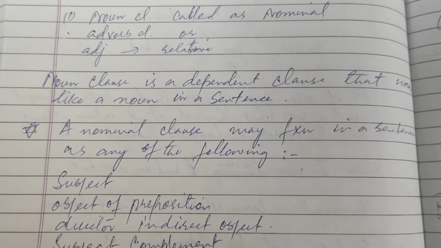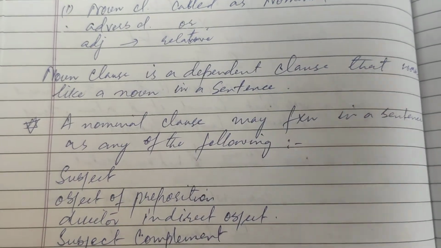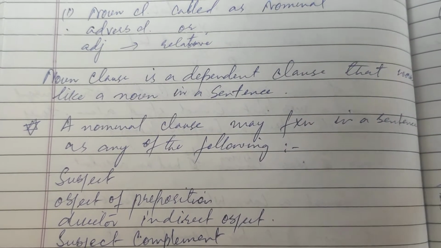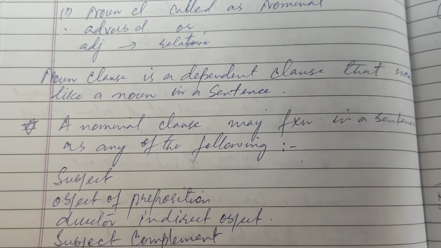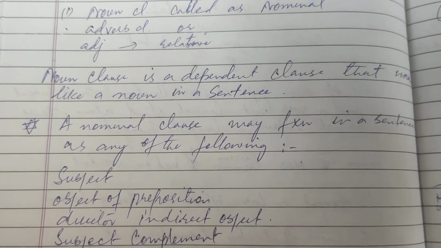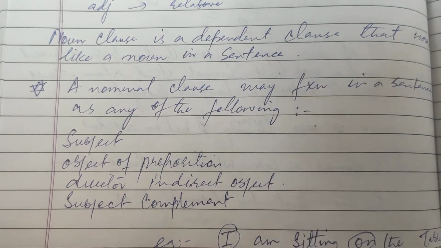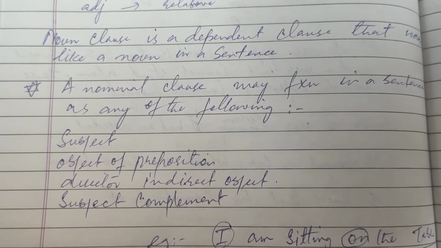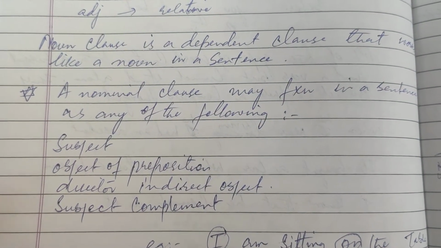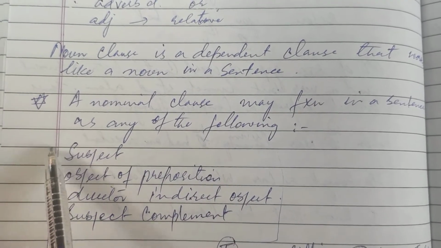So whenever we see a clause that works as a noun in the sentence, make sure it is a clause. There should be a combination of a subject and a verb, but it should behave as a noun in the sentence. Then it will be called a noun clause. A nominal clause or noun clause may function in the sentence like a subject, like an object of preposition, like a direct or indirect object, or like a subject complement. Noun clauses can function in the sentence in these four forms.